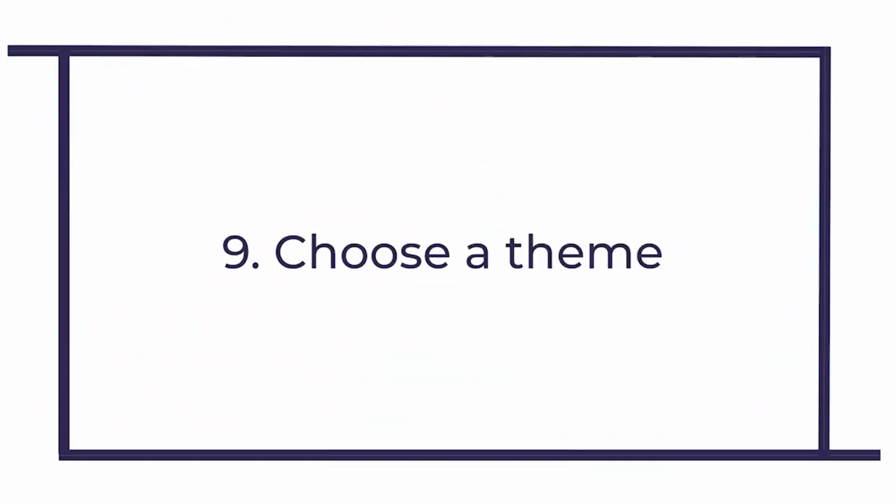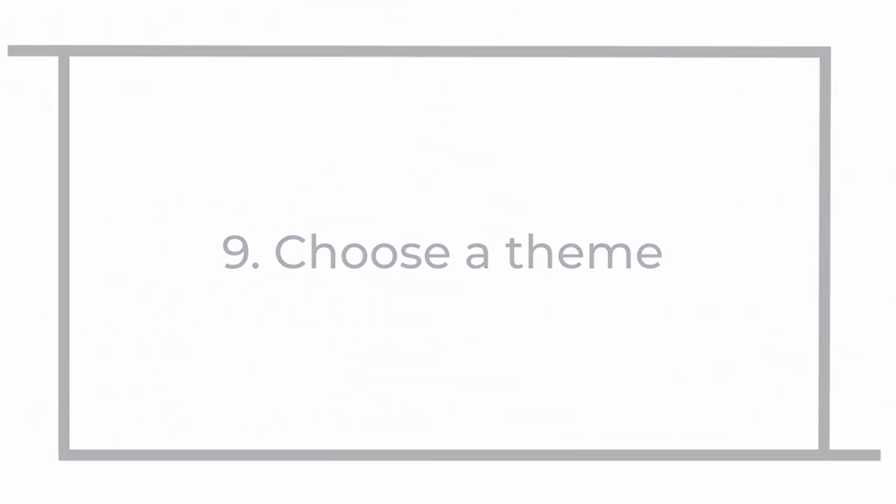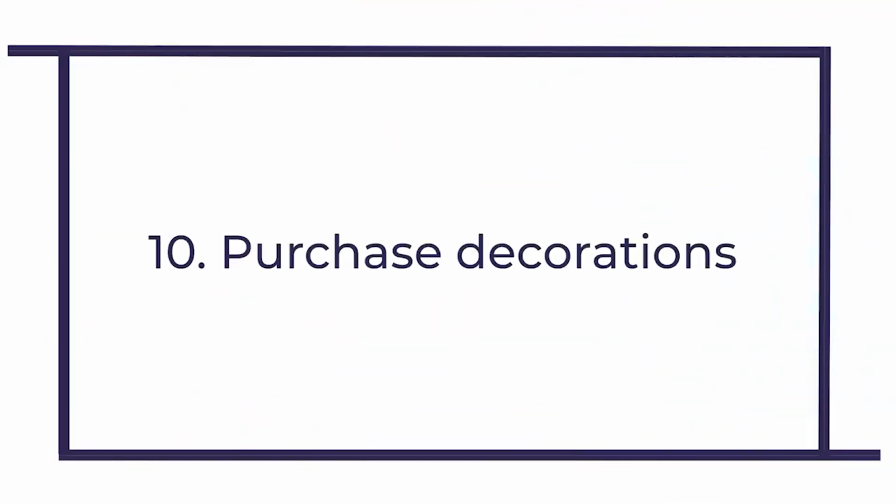The 9th step is to choose a theme for your homecoming dance. So you could do things like a night under the stars, disco fever, carnival theme, a masquerade ball, lots of different options.